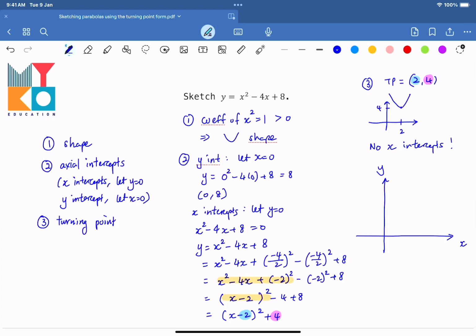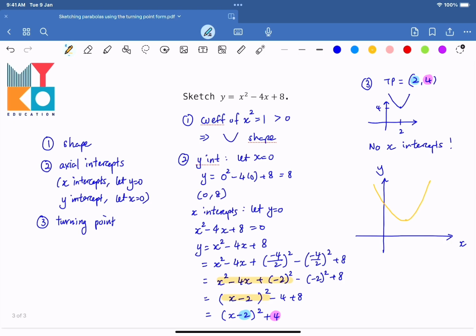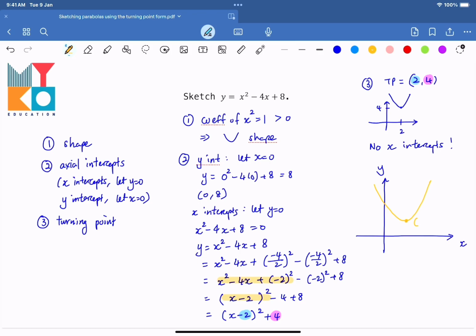What I would do is sketch the graph. This is going to be a happy face, and the turning point here is going to be (2, 4). The y-intercept is going to be (0, 8). And lastly, I will just need to make sure that I write down the equation of the curve here, which is y equals x squared minus 4x plus 8. And that's all you need to do. And that's all for now.